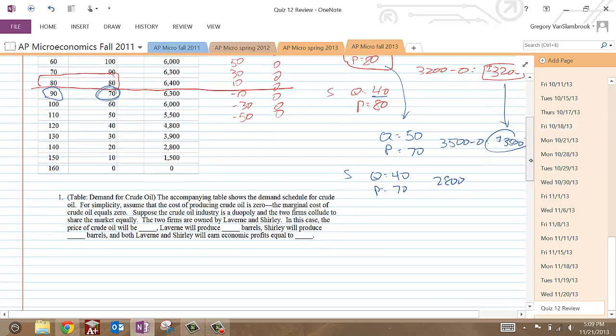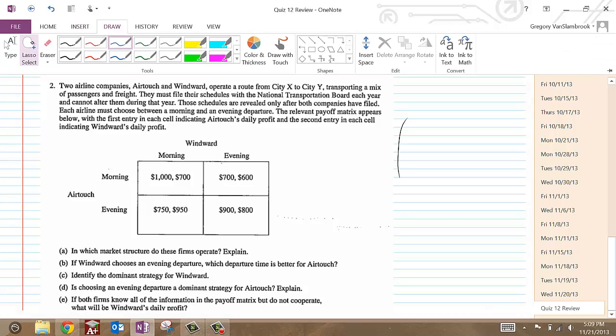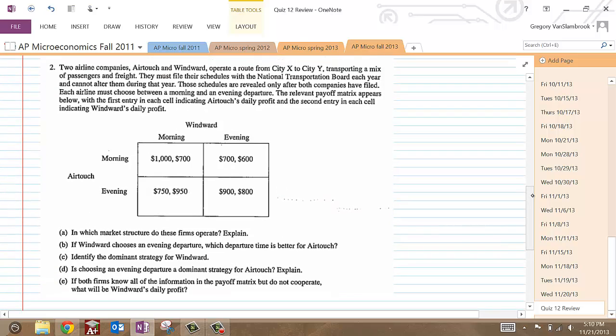Okay, there's the first one. Moving along to the game theory problem. This is the second one on that free response question handout that was in your AMDG Google Drive folder. Two airline companies, AirTouch and Windward, operate a route from city X to city Y, etc. Payoff matrix. The first cell, as always in these, is the one on the left. The first number in the cell is AirTouch. The second number in the cell is Windward.